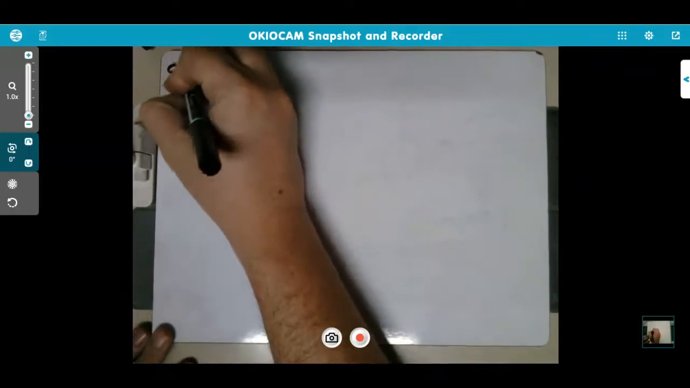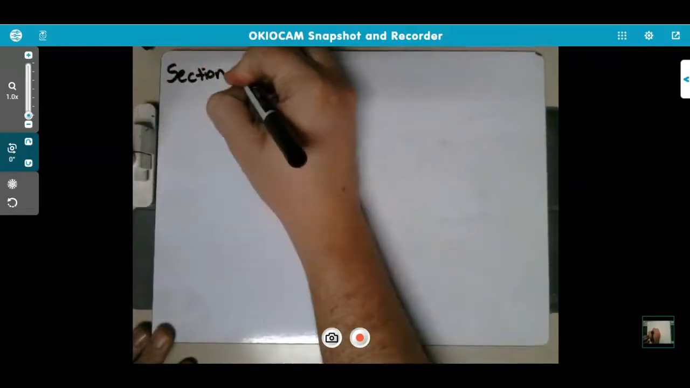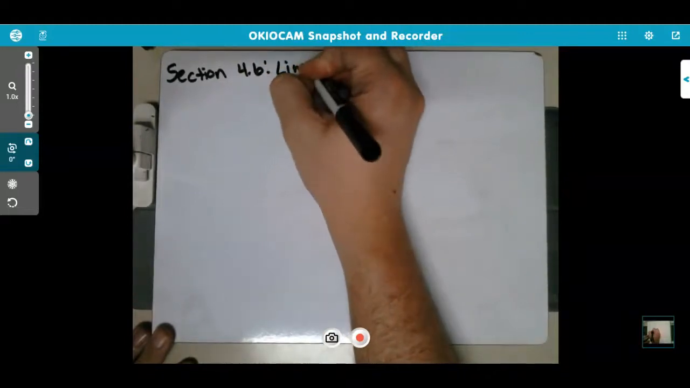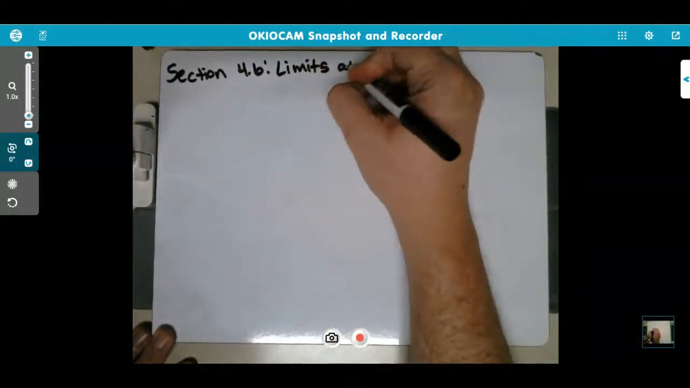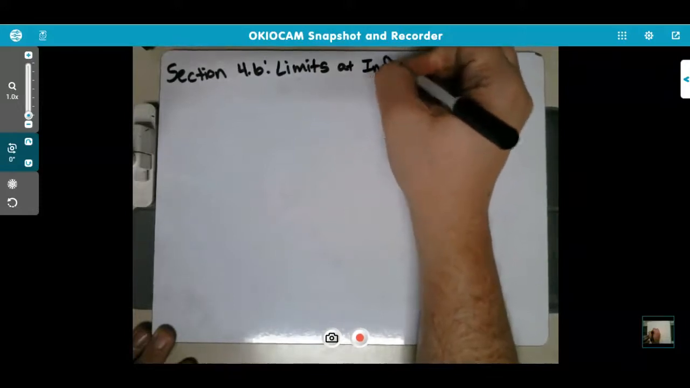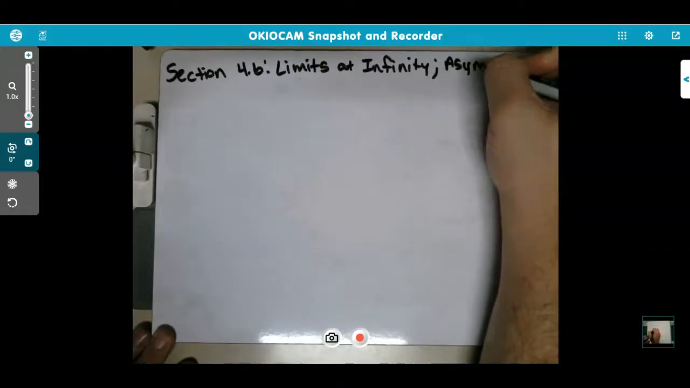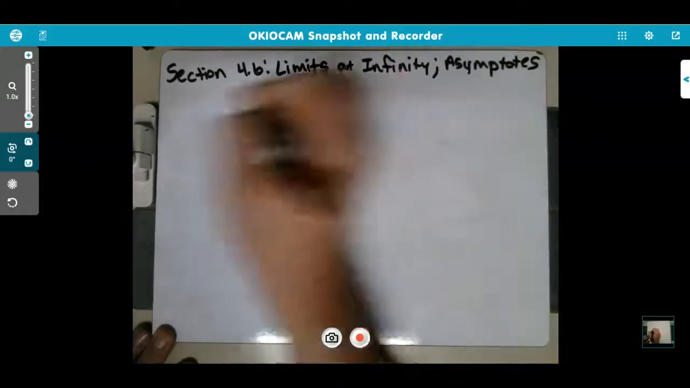Alright guys, it is now time to talk about section 4.6. Section 4.6 is actually going to be split into two parts. This is part 1, where we are going to start to talk about limits at infinity. And we're going to talk about asymptotes. That's what we are going to be doing in part 1 here.